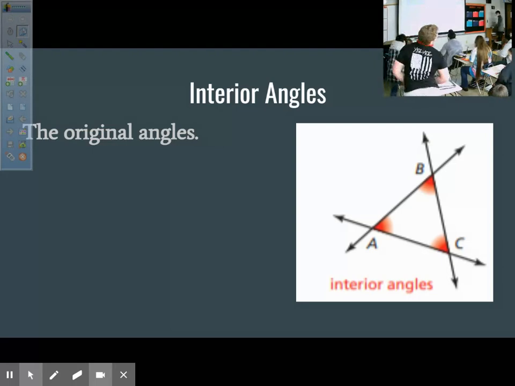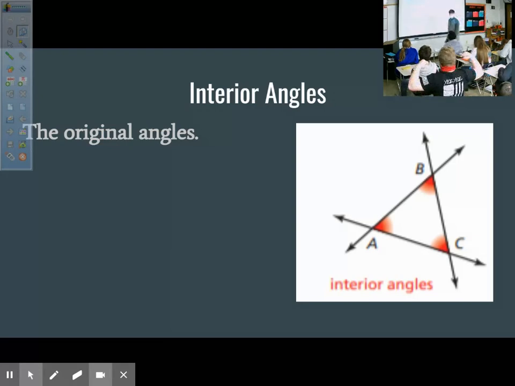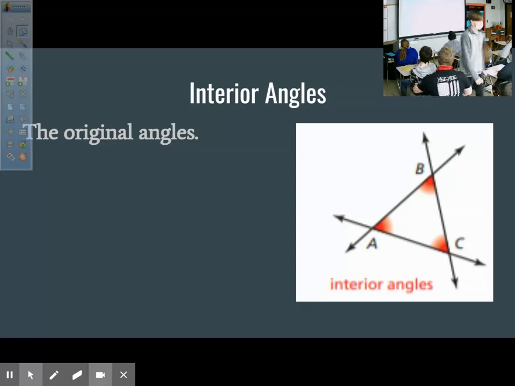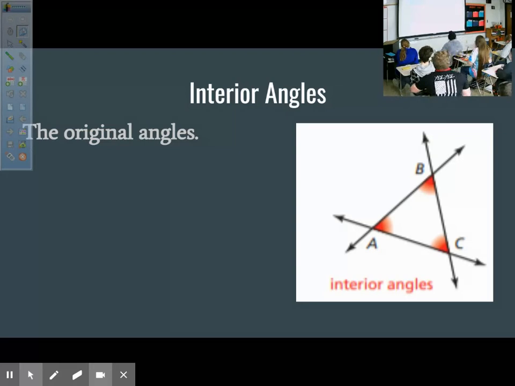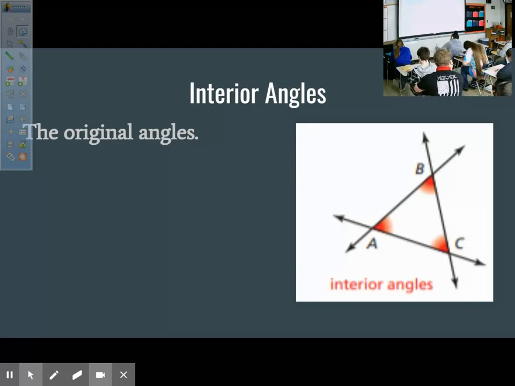Alright, let's have a seat. Like I said, first, right where it says interior angles on the left side, I need you to write the definition for interior angles. It's the inside angles of a triangle, the original angles.